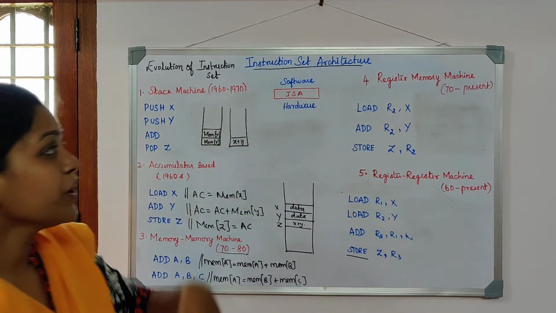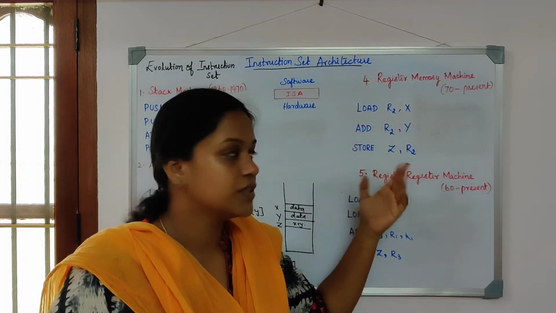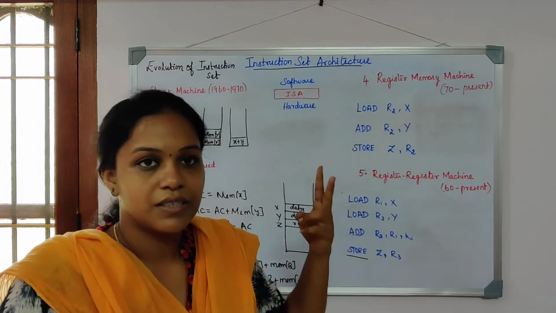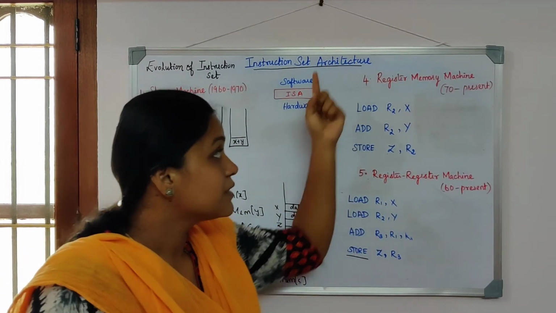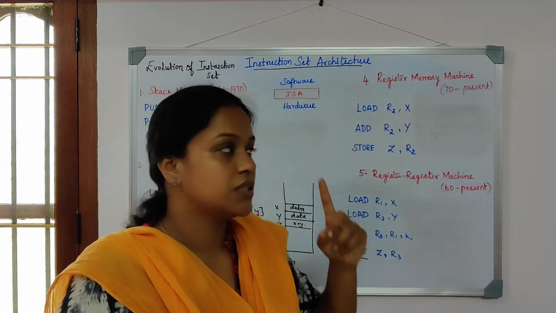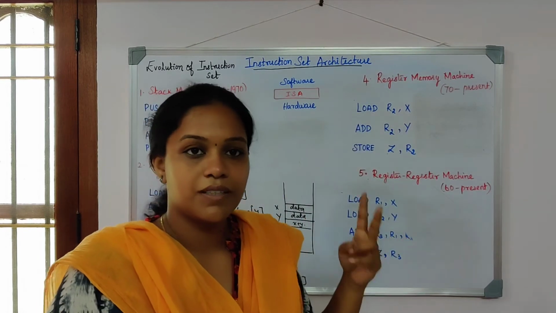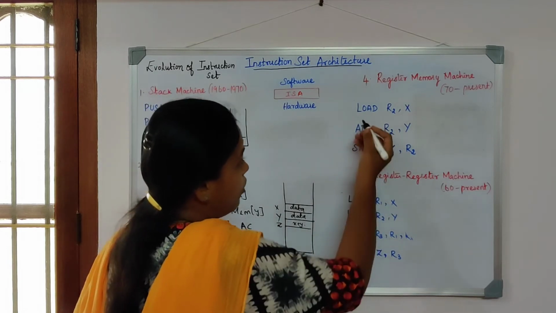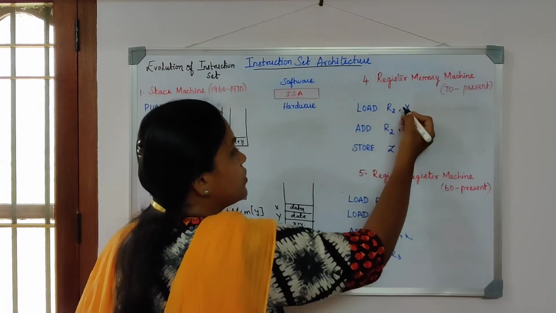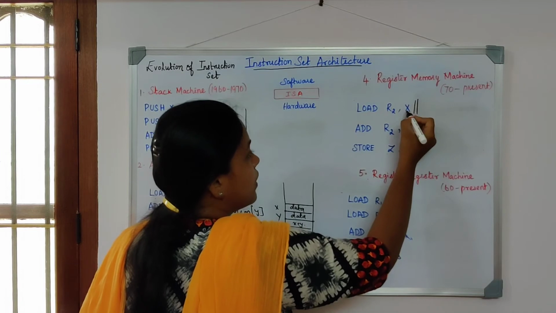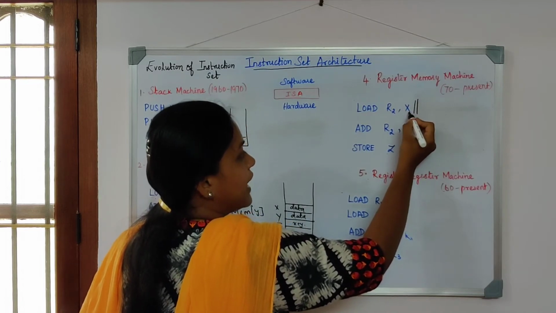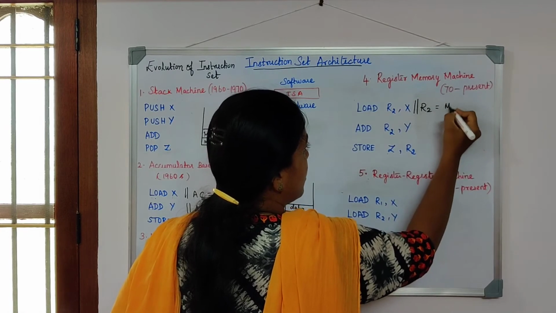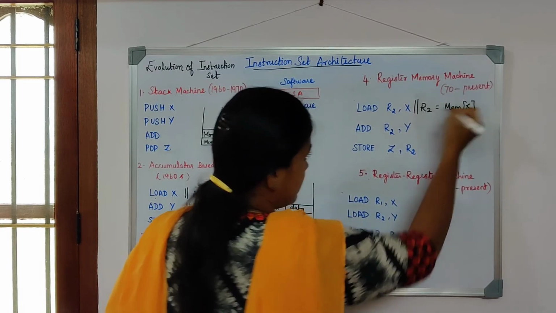Okay, moving on to the next instruction set, it is the register-memory machine. As the name itself suggests, one of the operands is present inside the register, the other operand is present inside the memory. So now let's see the example. Load R2, X. The value in the memory location X is taken and loaded into R2. So R2 is equal to memory of X.